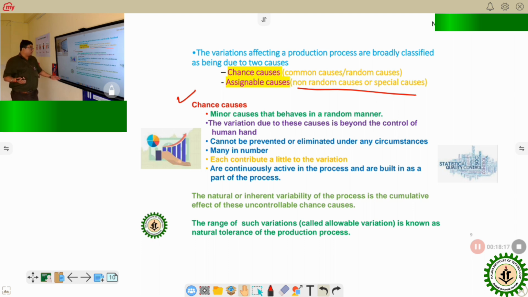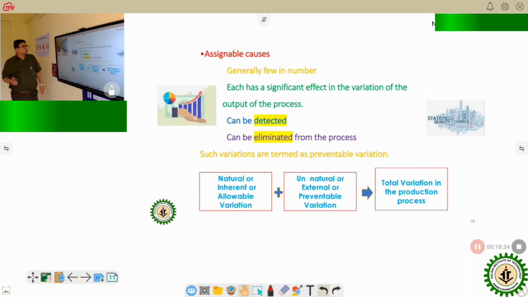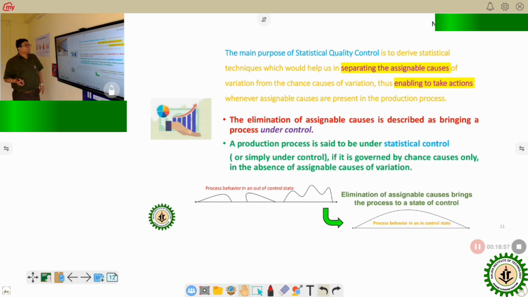So these parameters come under the assignable causes, and the first one was the chance causes, like cracks, your pipe getting broken down, labor not coming on a certain day. All these parameters are your chance causes. Assignable causes, as I said, can be detected and can be eliminated. So on a large scale, we can say that natural or inherent or allowable variation plus unnatural variation gives us the total variation of the production process. So this is the important part we need to know, unnatural and natural. With this we move on to the next one.